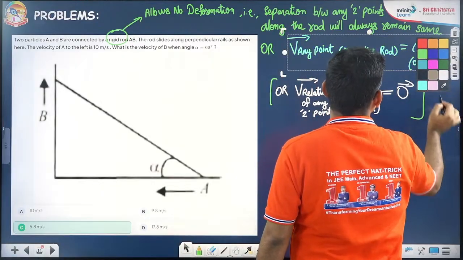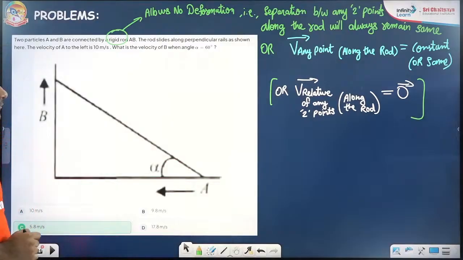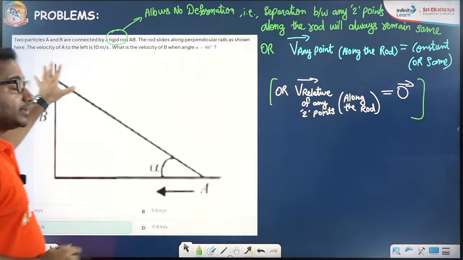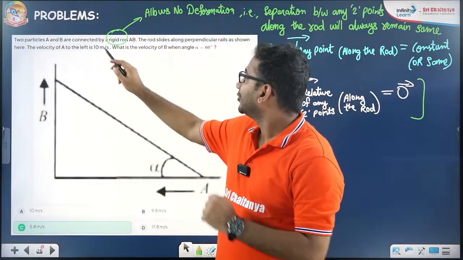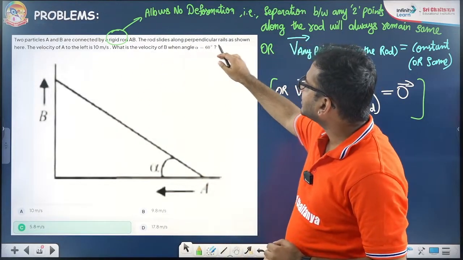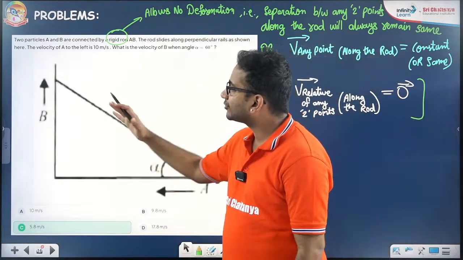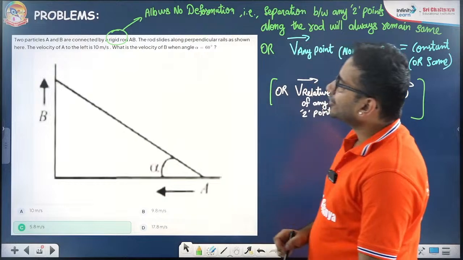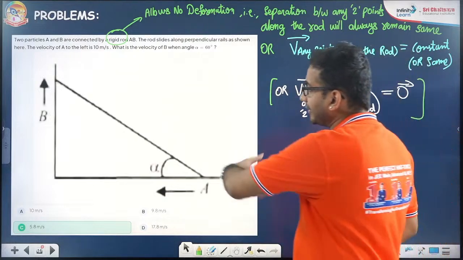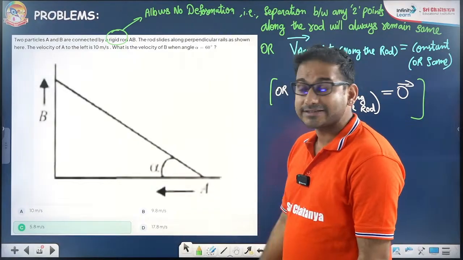All right, these 3 different languages can be used to understand it better. Okay, now let's come back to the question. The question is: 2 particles A and B connected by a rigid rod AB. The rod slides along the perpendicular rail as shown. A and B are the rails and this is the rod that slides. Velocity of A to the left is 10 meter per second. What is the velocity of B when alpha is 60 degrees?